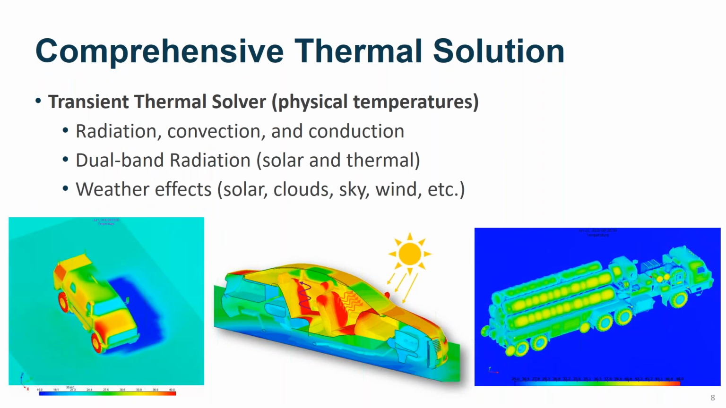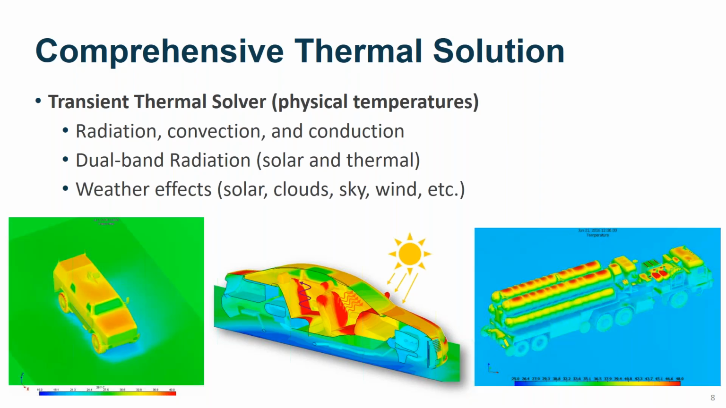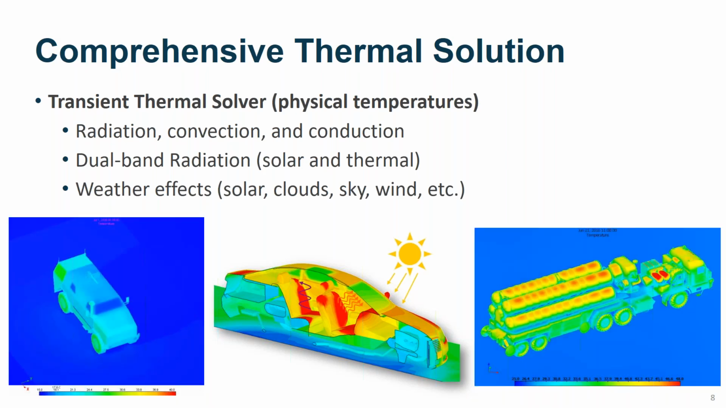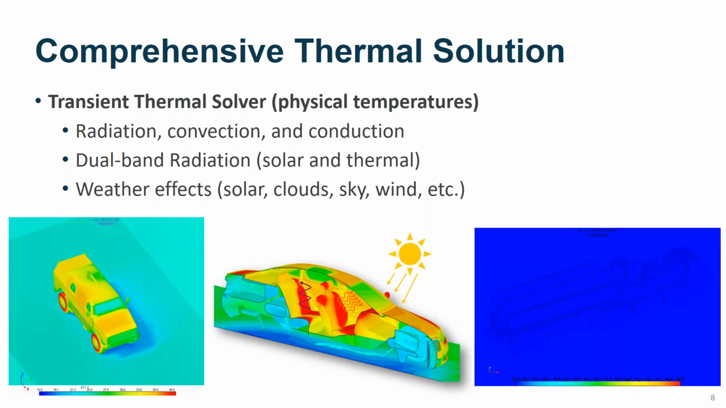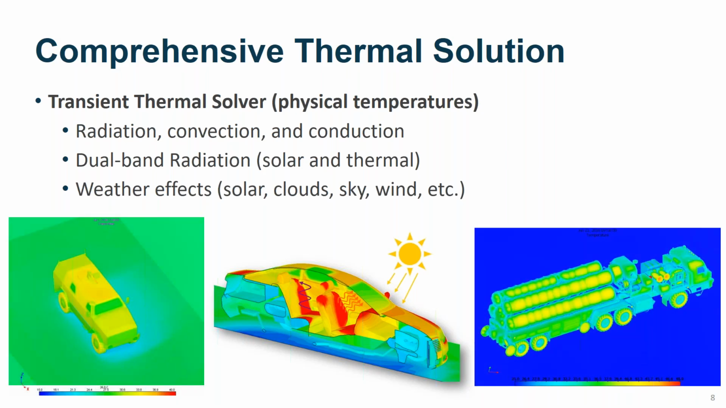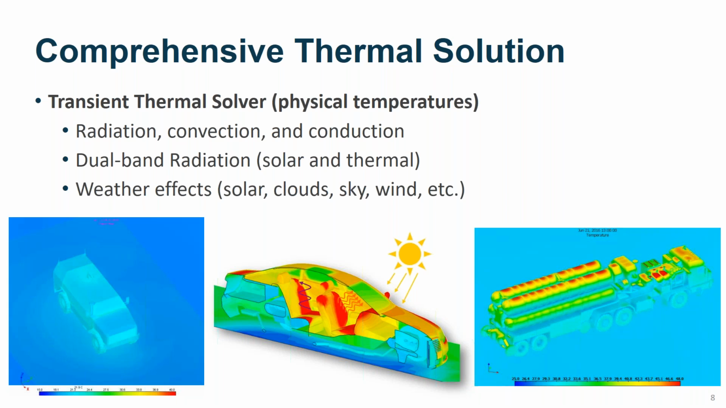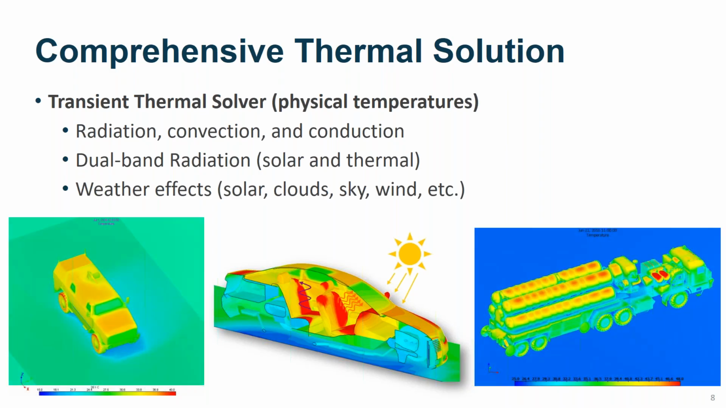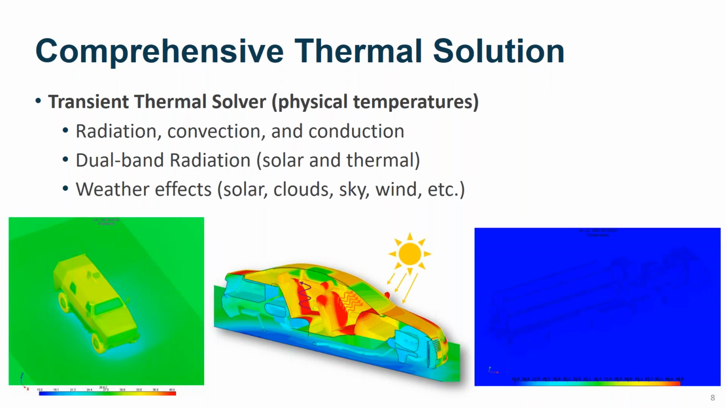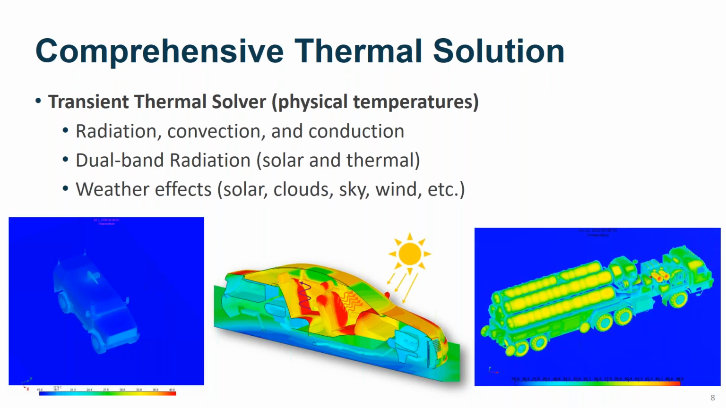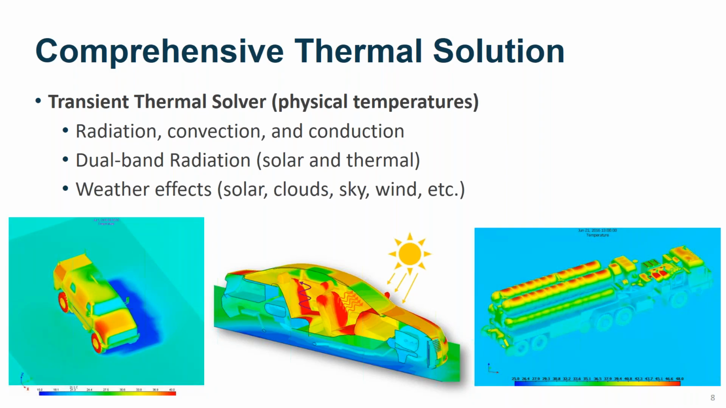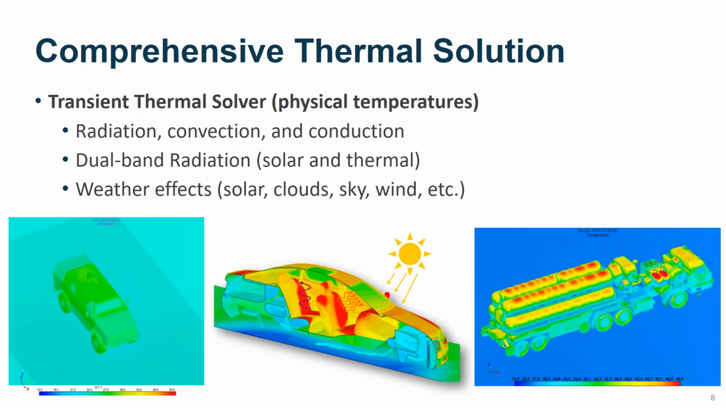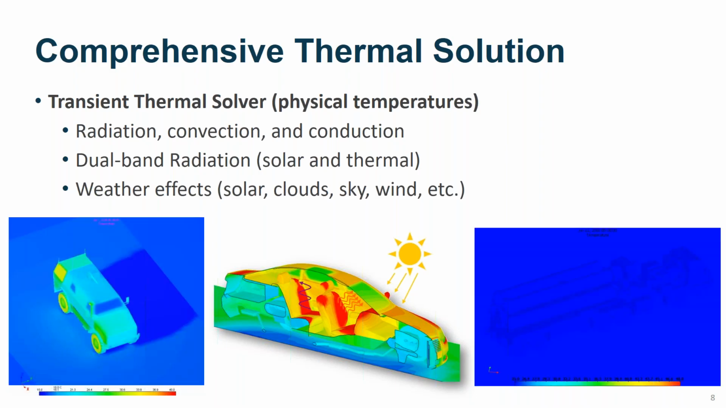MuSES is a complete thermal analysis tool, which means that all modes of heat transfer are accurately computed, including radiation between all parts of the model, convection, and conduction through the geometry. MuSES accounts for dual band radiation, so we're analyzing the shorter wave solar and the longer wave thermal infrared radiation independently, and we can incorporate environmental effects in our simulated models, such as sun position and sun strength throughout the day, cloud cover, and natural wind.